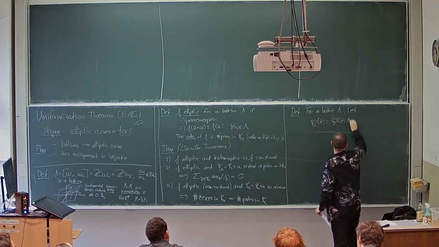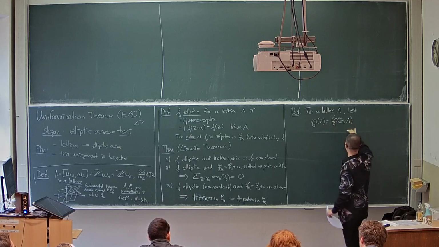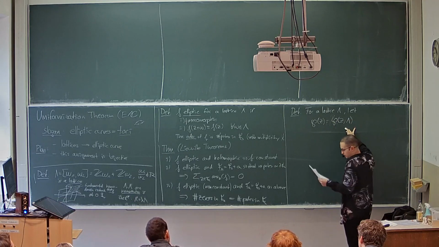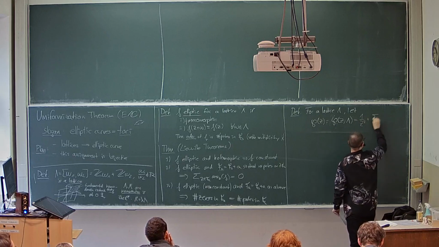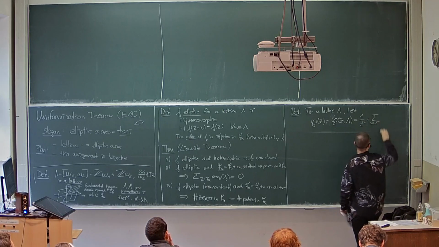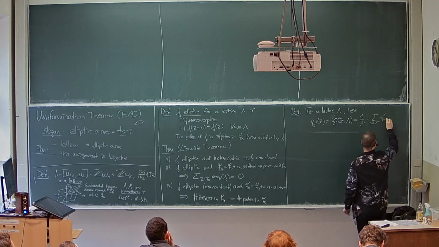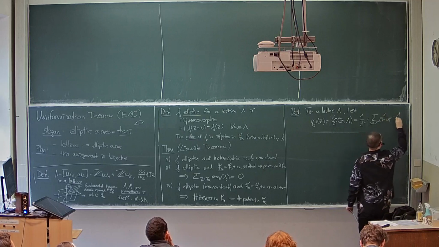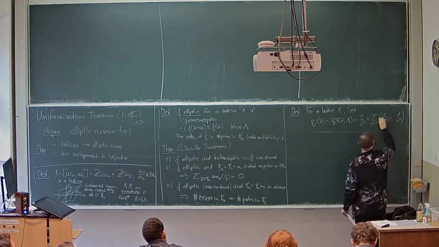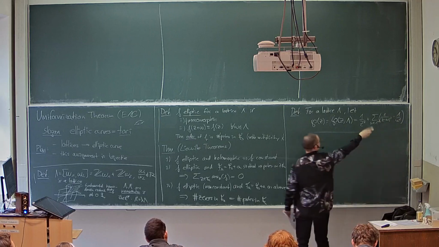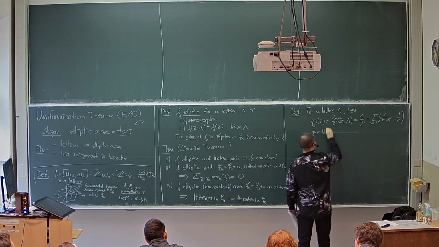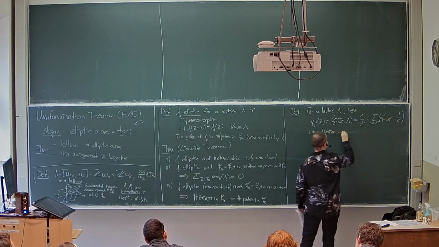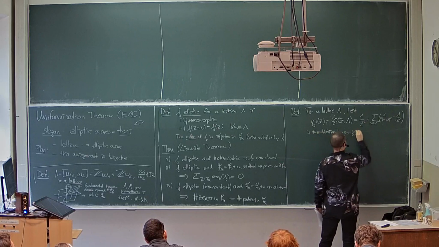This will always be associated to a lattice. I will usually drop this part if it's clear from the context which lattice I'm referring to. And we define this function, a bit surprisingly, I would say, at first, the following way. The Weierstrass P function.